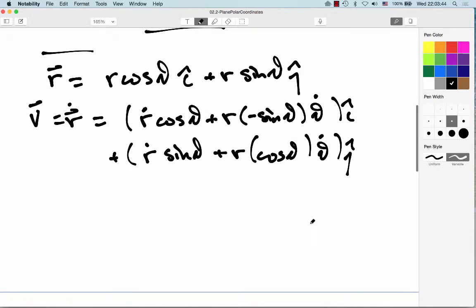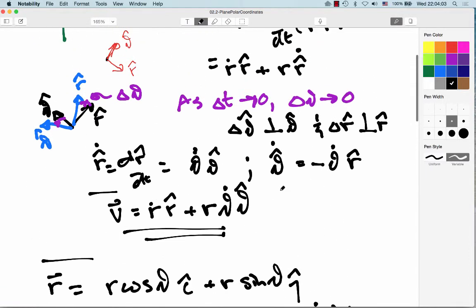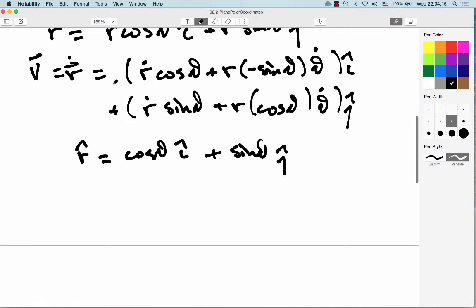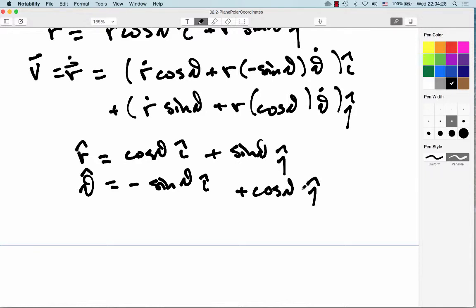Now, what we can do is look at these r's here, and realize that my r hat would have to be equal to cosine theta i hat plus sine theta j hat. We can go back and take a look here. You can see here that the x component would be r cosine theta, the y component would be r sine theta. By the same token, you can convince yourself that theta hat would have to be equal to minus sine theta i hat plus cosine theta j hat.